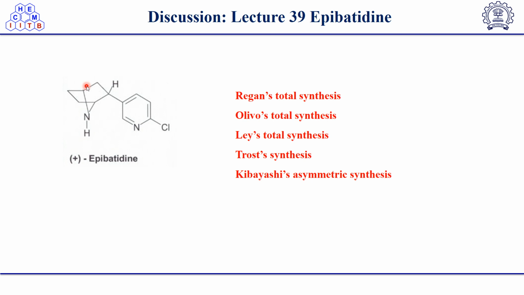Then in Kibayashi's asymmetric synthesis, which was completed in 1998, the key step was an asymmetric hetero Diels-Alder reaction, and he could complete the total synthesis in 9 steps with 3.6% overall yield.